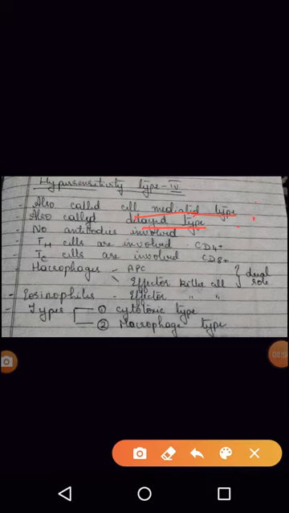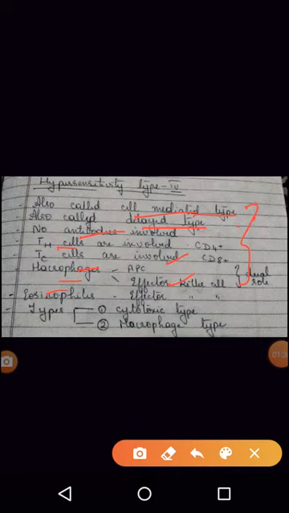Now as I told, no antibodies are involved, and the cells that actually take part here are T helper cells, T cytotoxic cells, and macrophages, which act as APC also. APC is antigen presenting cell, and they also act as effector cells. So they have a dual role. Eosinophils are involved here. So these are the different characteristics of hypersensitivity type 4.